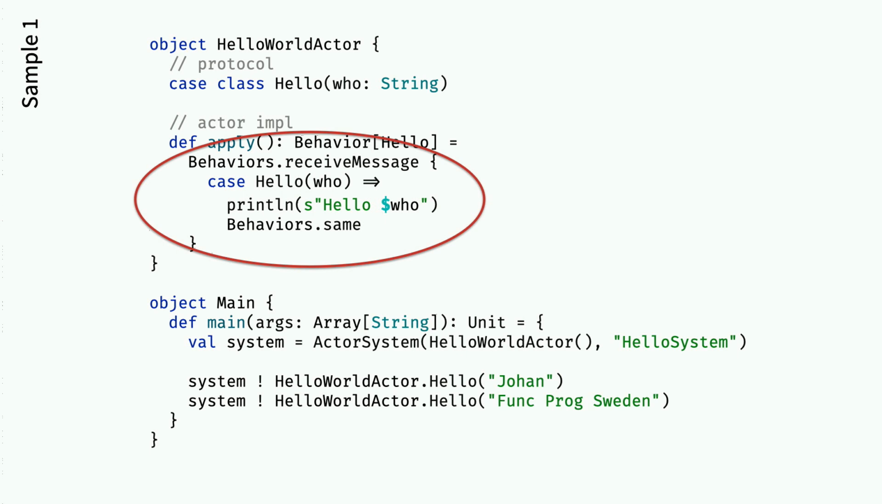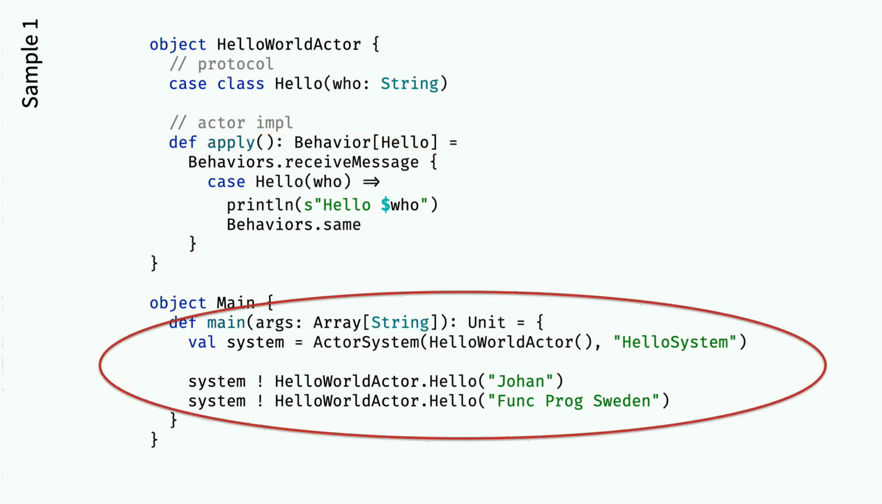Then there's a bunch of behavior factories based on this Behaviors object. In this case, the most simple one is receive message. It will simply get handed an incoming message, and we get to do some form of processing. In this case, we do a println, standard out print. And then we return a special marker factory called same, which means stay with this same behavior for the next message. So this actor, however many messages you send to it, will always keep having this behavior.